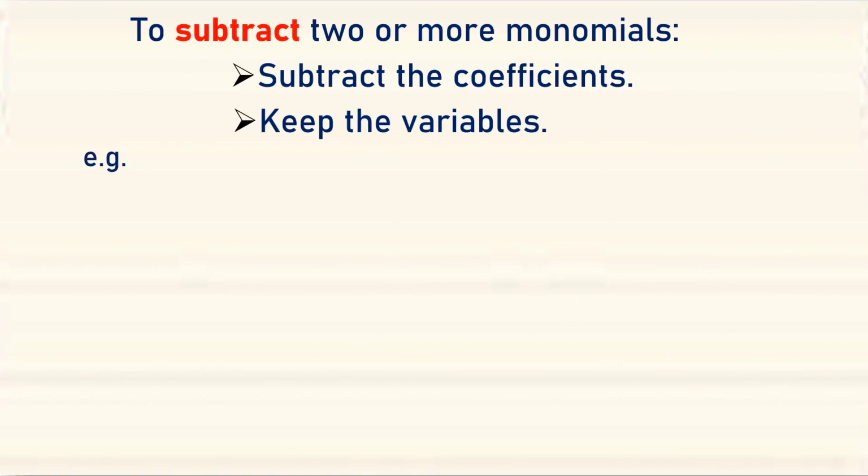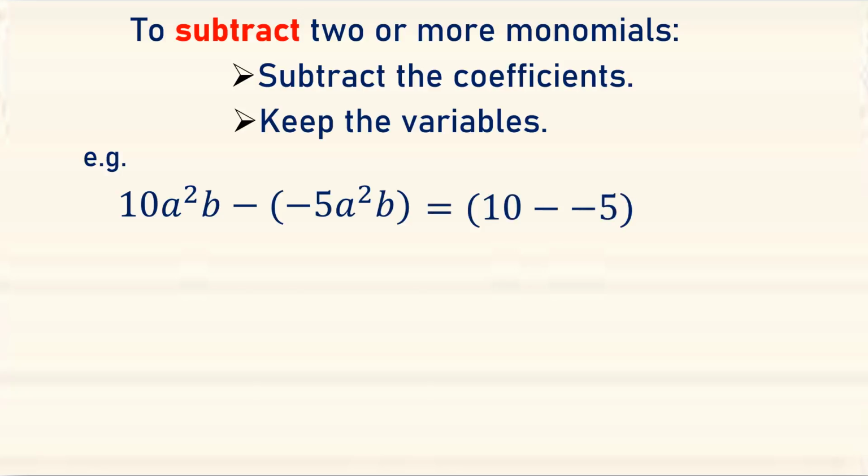Now let us subtract two or more monomials. So 10a to the second b minus negative 5a to the second b. In here we are going to subtract 10 minus negative 5, then keep the variables. So 10 minus negative 5 is 15. So the answer is 15a to the second b.